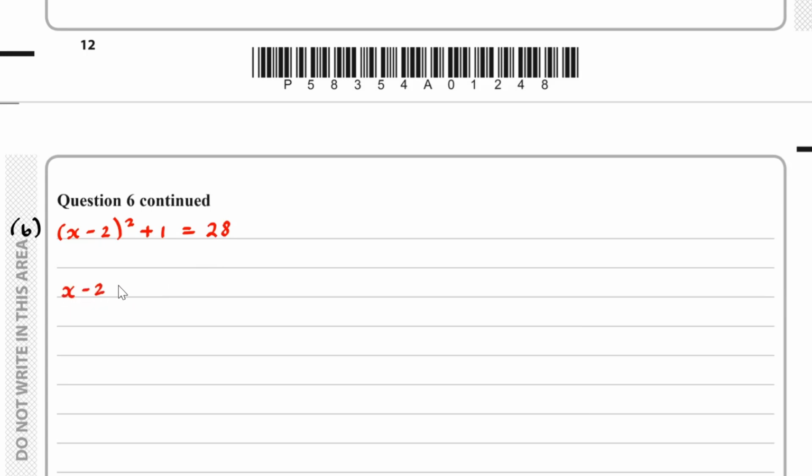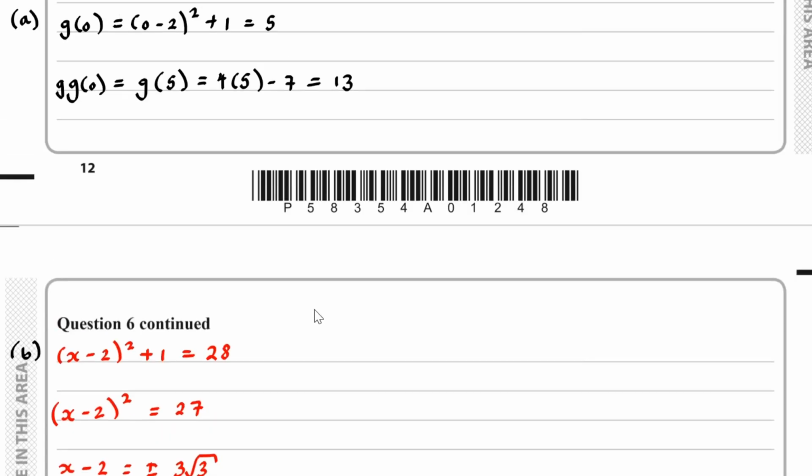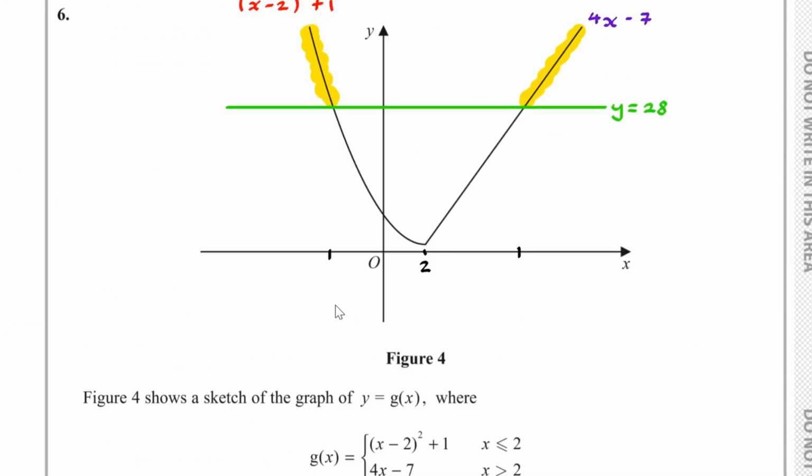(x - 2)², that's equal to 27. x - 2, that's equal to plus or minus 3 root 3. And therefore x will equal 2 minus 3 root 3. And hopefully you can see why we take the negative from the diagram. So this point over here, this is 2 minus 3 root 3.